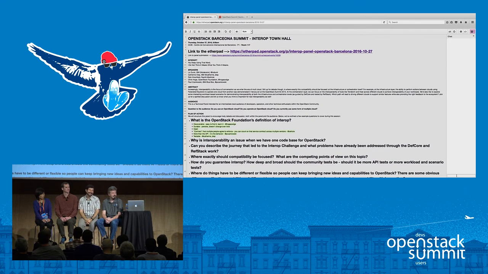So, to get into the meat of it, we've already netted out some of the topics that we want to discuss. I think the first one is: why are we even talking about interoperability when we have this amazing, wonderful universe of OpenStack, but it is just one code base? Why is interoperability an issue when you have just one code? So who's most eager? Paul, you look really eager. I'll happily take that one.